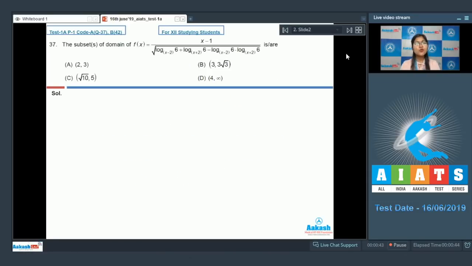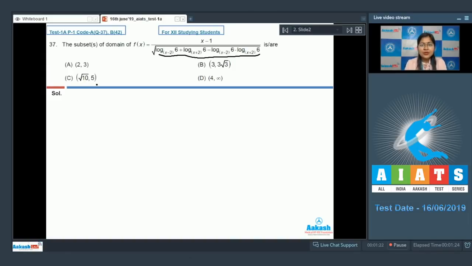So let us start with question number 37, which says that the subset of domain of f(x) equal to this is. Basically we have to find the domain of this function. Now see, the value inside the root should be greater than or equal to 0, and it has been written in the denominator, so it should not be equal to 0, which means that this value should be greater than 0, right? So let us write it down.